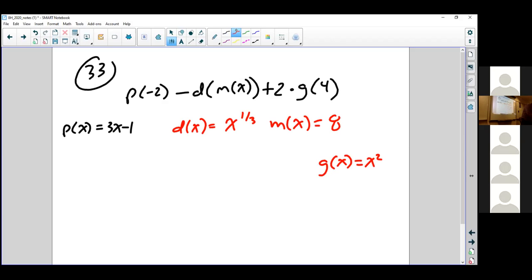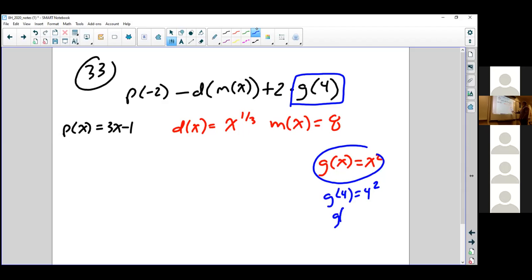Okay, so this is just a big substitution type of problem. First thing I'm gonna do is let's take care of this right here. I want G at 4, so I'm gonna use this equation here. So that means G at 4, I'm gonna place 4 in for X. So 4 squared is 16. So G at 4, that's gonna be 16. And then we're gonna go 2 times that eventually.